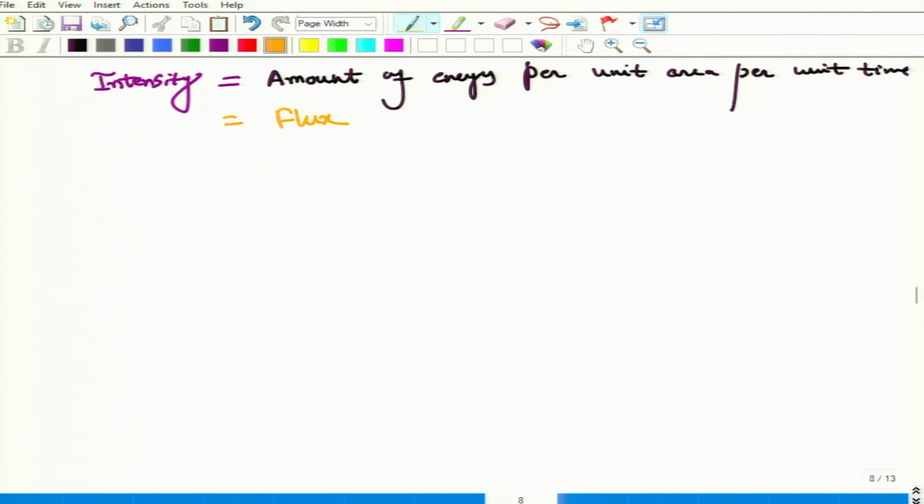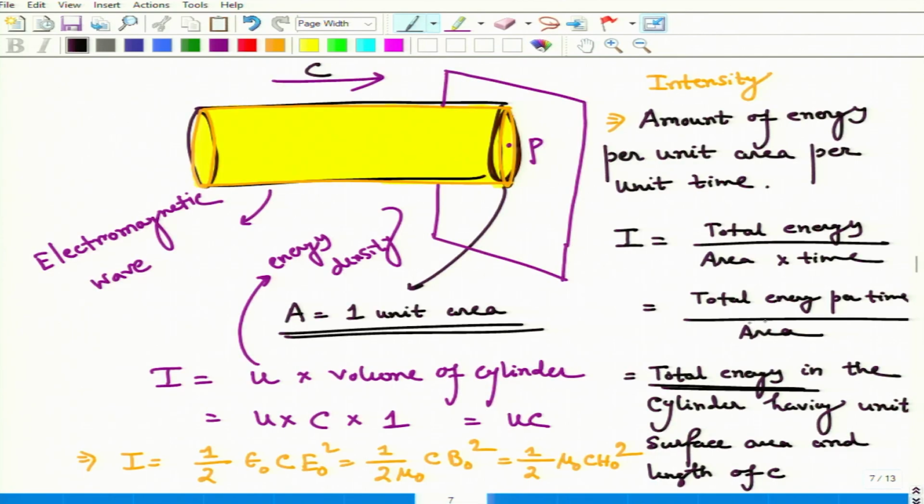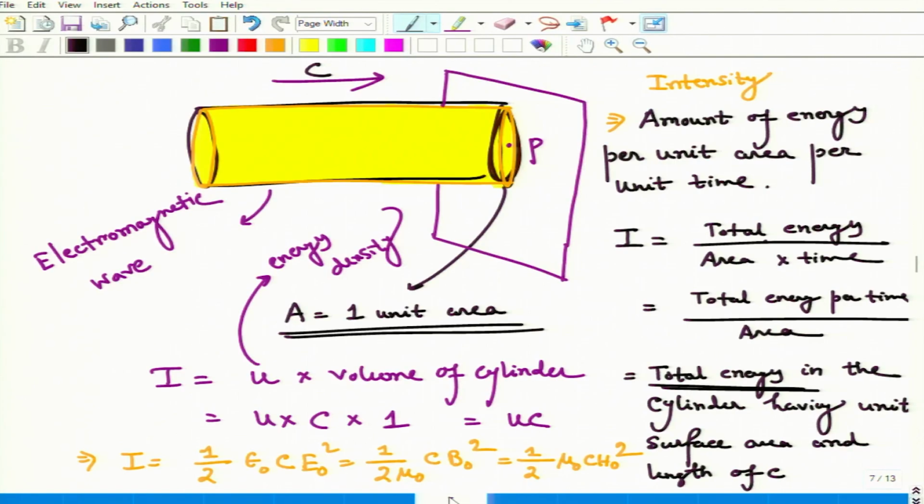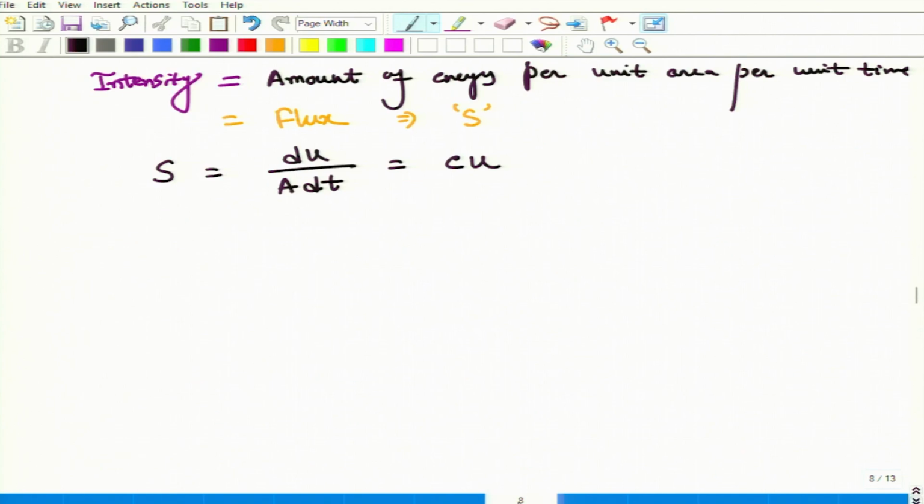So here also we can write it in terms of flux, which is denoted by S. So flux S is du by A dt, total energy divided by area into time, where u is the total energy. So this is the definition of the flux. This should be equal to c u, as I derived here, u times c.